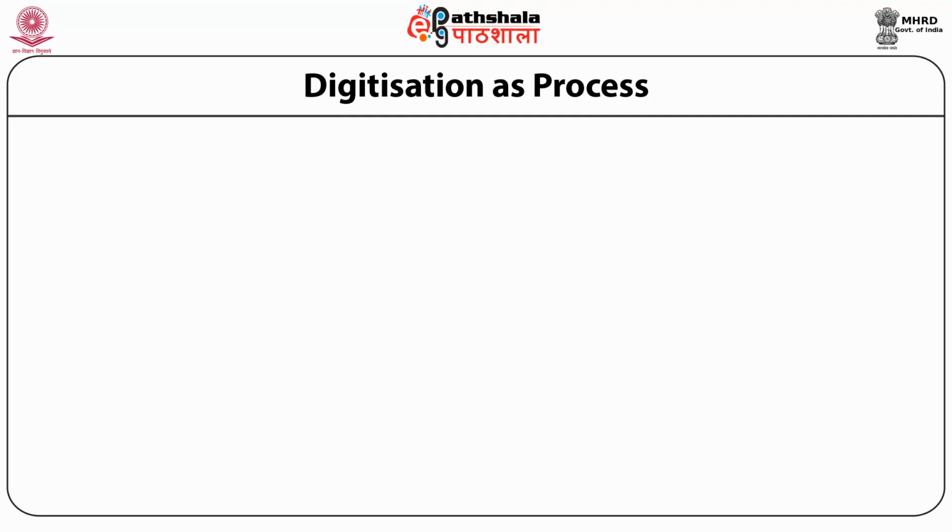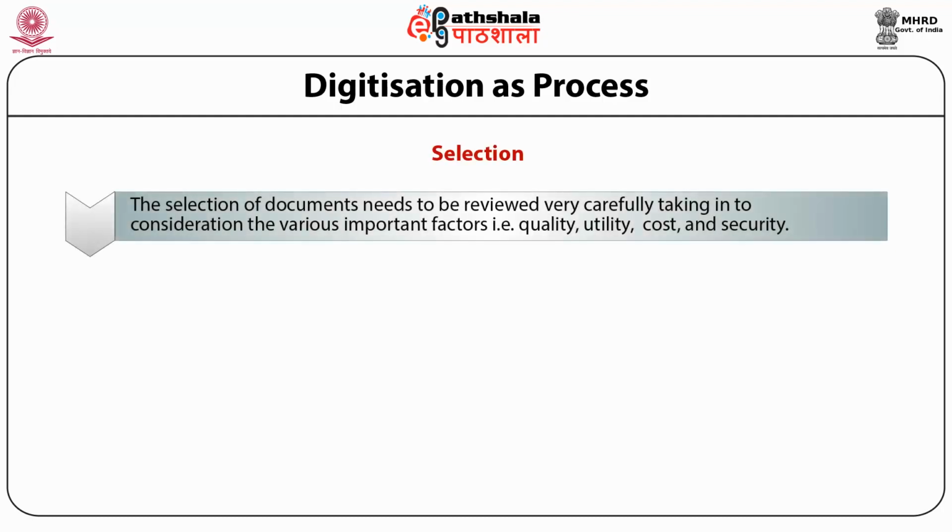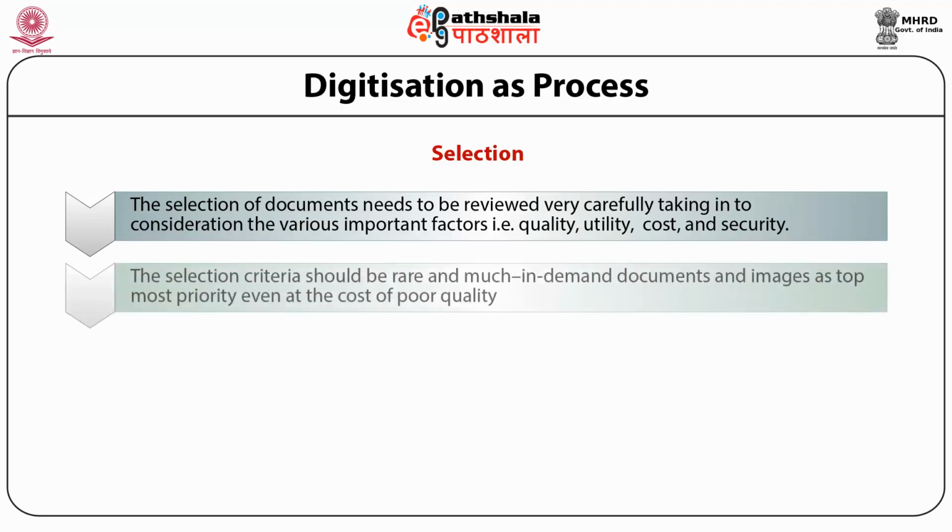Digitization as a process. It is a lengthy process. Various steps are, and the first, major one is selection. The selection of documents needs to be reviewed very carefully, taking into consideration the various important factors like quality, utility, cost, and security. The selection criteria should be rare and much in demand documents and images as top most priority even at the cost of poor quality.